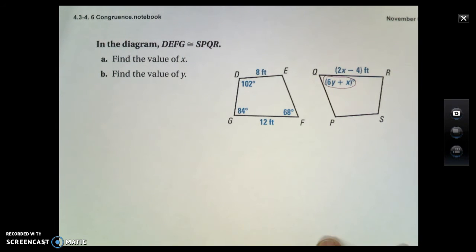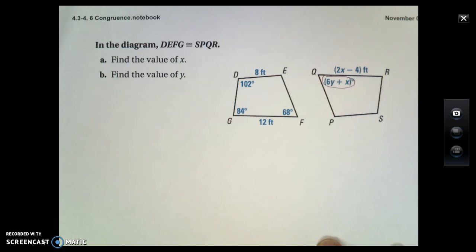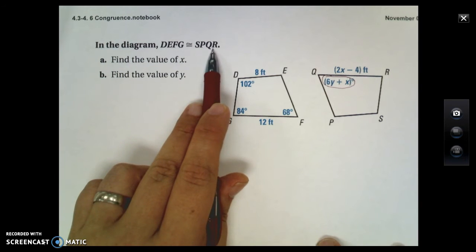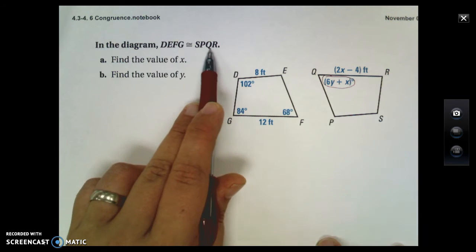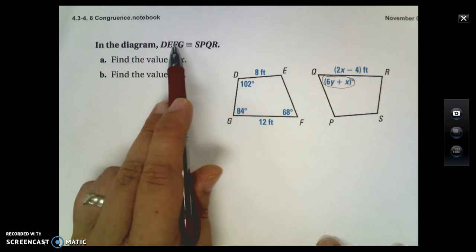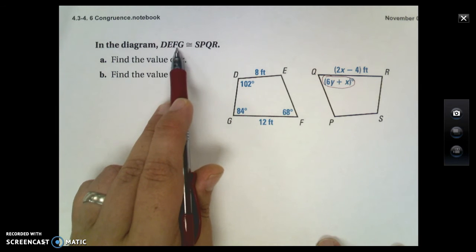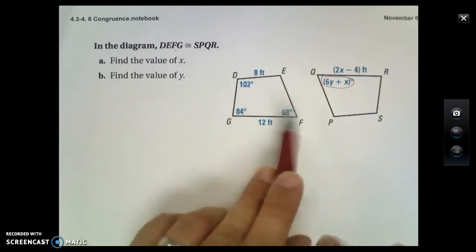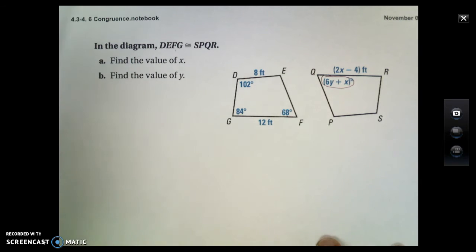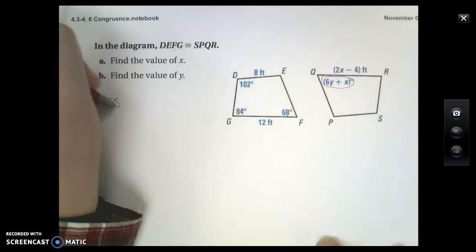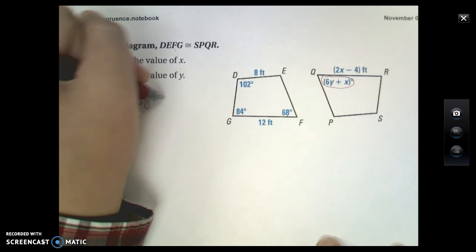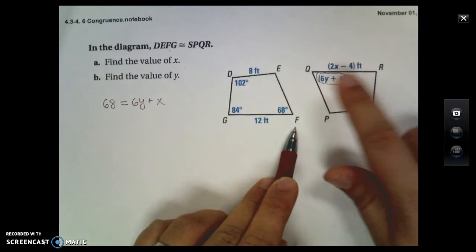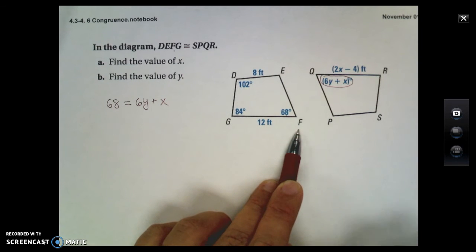So angle Q is listed as 6y plus x. Now if I look up in my congruent statement, I know that Q is the third vertex listed in order here. That means Q is going to correspond to the third point of this shape, which is F. So F is 68 here. So an equation I'm able to relate here then is that 68 would have to be equal to 6y plus x. And again, I can say that because F and Q are going to be congruent to each other.